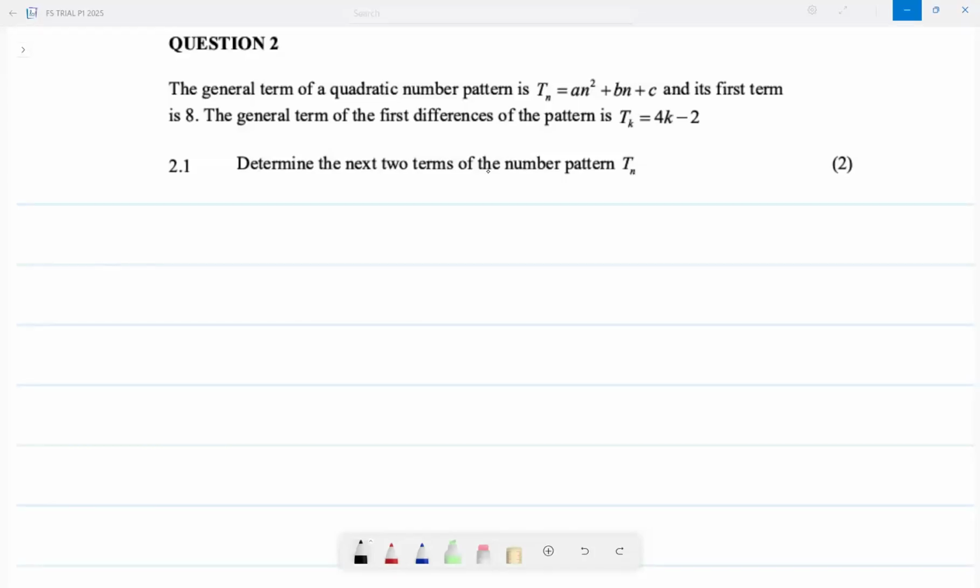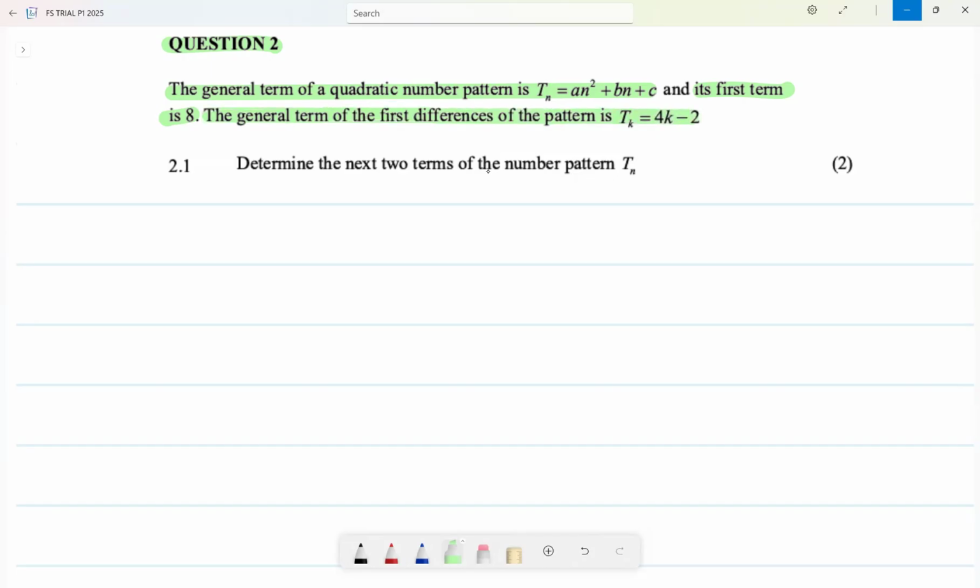Now, question 2, moving from question 1. It says the general term of a quadratic number pattern is this one. So it is general, okay? And its first term is 8. So we know the first term of the quadratic. The general term of the first difference is this one.